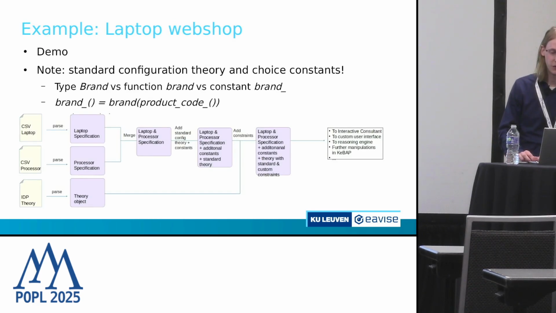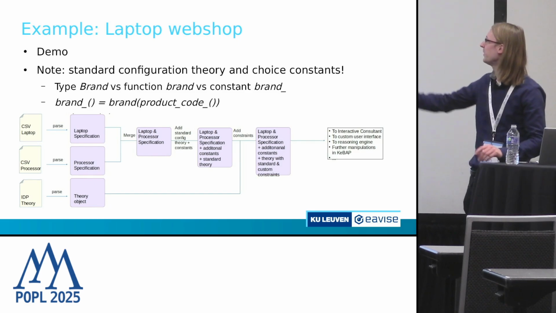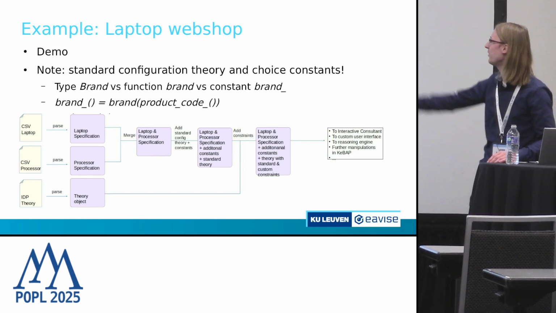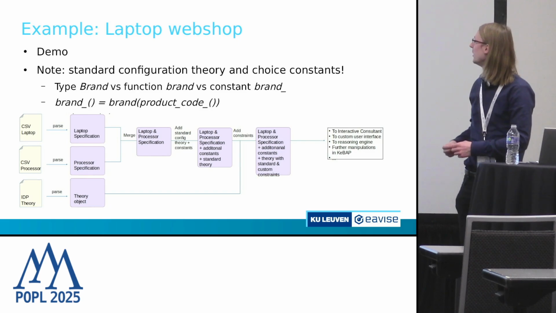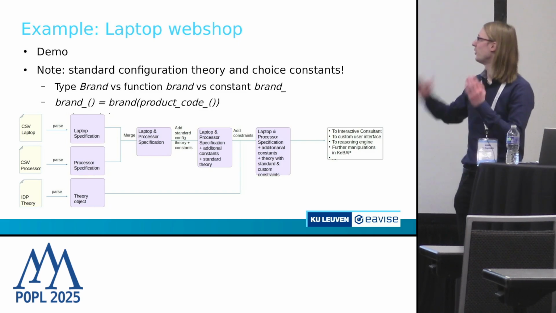So if this does occur, this is something that the user will have to deal with. It will just throw an error. OK, so our laptop demo, how is it construed? So we have our CSVs for laptop data. We have CSVs for processor data. We pass these. We get two specifications. We can simply merge these together into a larger specification.